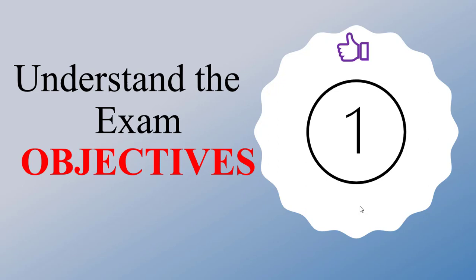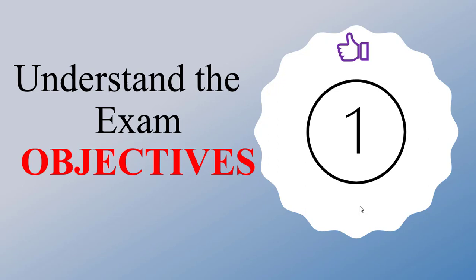The first one is we need to understand the exam objectives. Make it very clear that after the certification, Red Hat is certifying you that you can perform certain set of tasks. Now those tasks are mapped with the objectives for that particular exam. So you need to understand the objectives so that you can prepare accordingly. So you go through the Red Hat website, the exam that you are going to attempt, and look into the objectives and make sure that once you practice, you are able to achieve all those objectives.